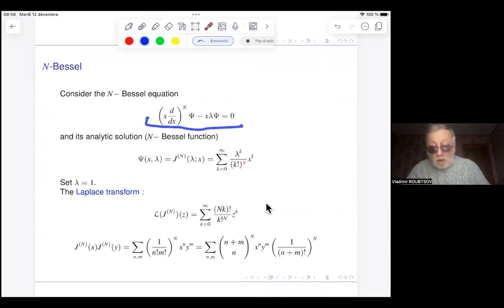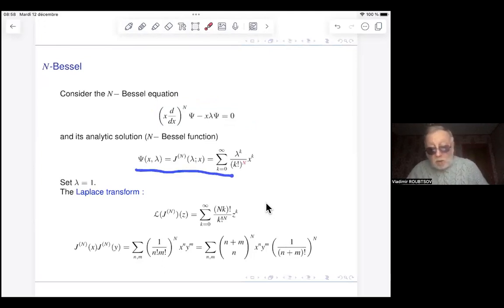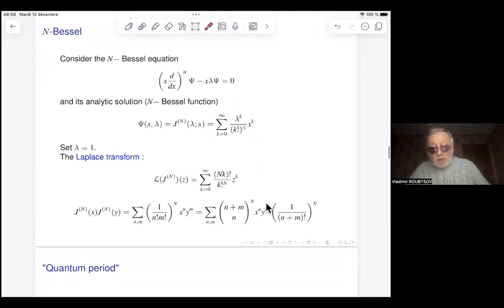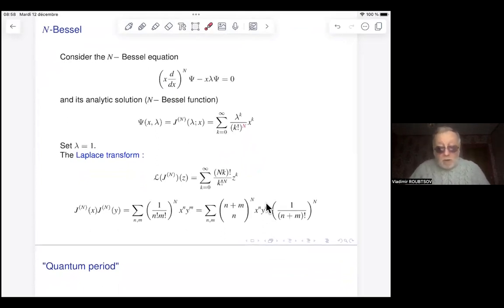So this is my n Bessel or quantum equation, and this equation admits the following solution, which is a straightforward generalization of my solution for n equal to 2. Now I take in the hypergeometric series n as the degree, and for simplicity I will take lambda equal to 1. Then this solution has the following representation. First of all, if I apply the Laplace transform to this function, I obtain a very nice binomial series with the coefficients (nk)! over k! (n k)! z^k.